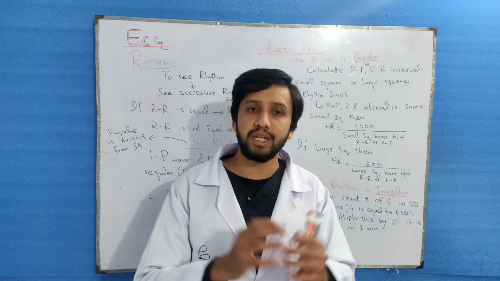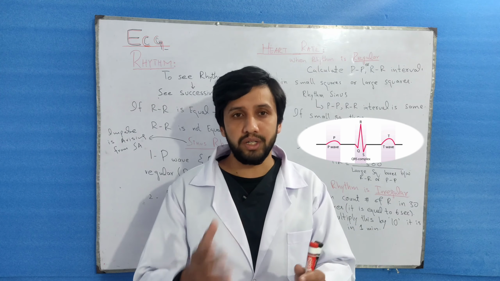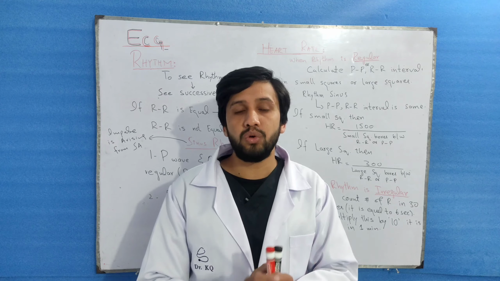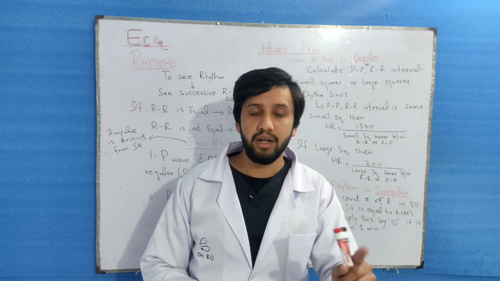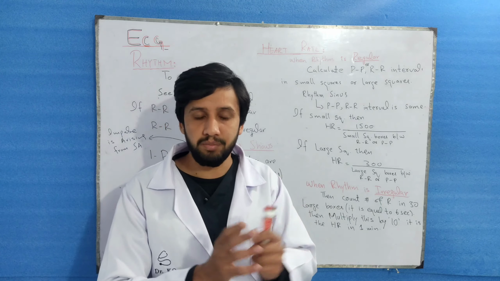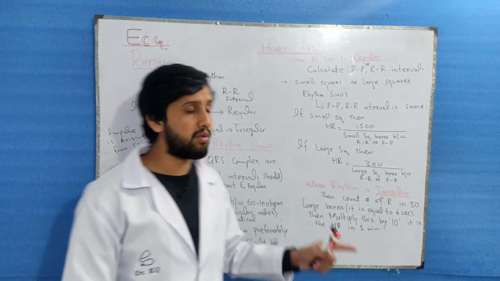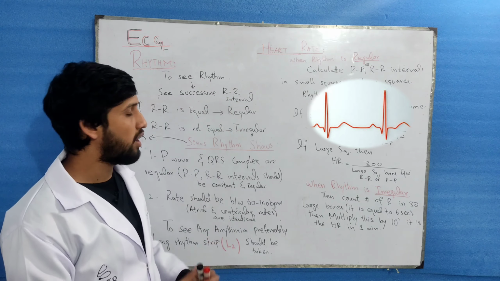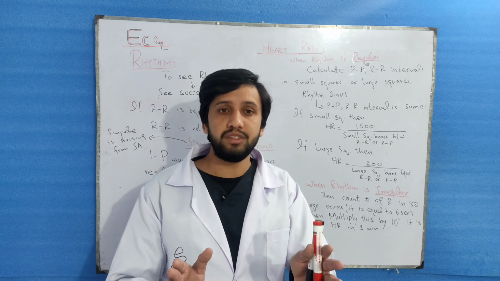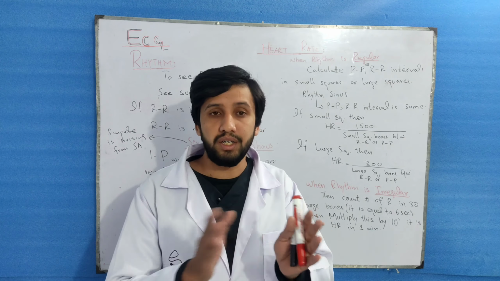Now before going to discuss in detail the P wave, QRS complex, ST segment, and T wave from an ECG paper, you should know two basic things, heart rate and heart rhythm. These are the two things you can get from an ECG paper simply. To see the heart rhythm, you have to see two successive RR intervals. The RR interval is the distance, or the number of boxes, between two R waves.